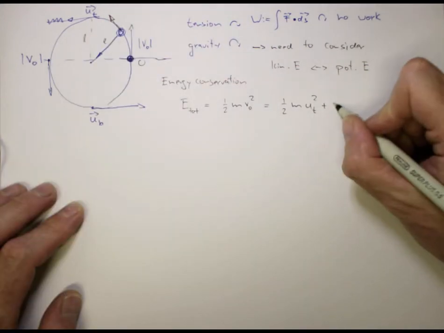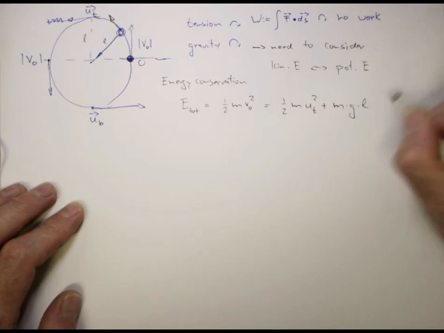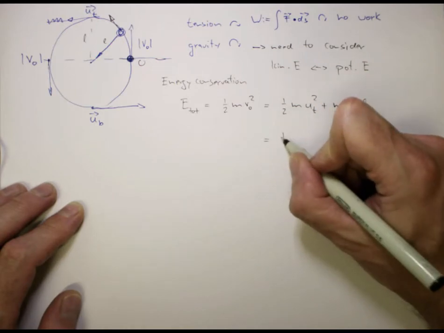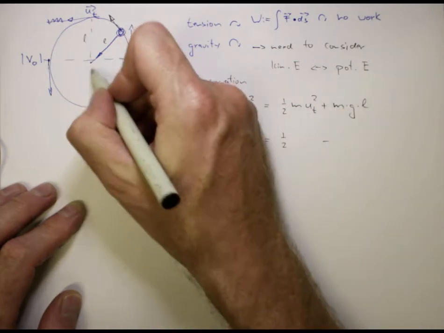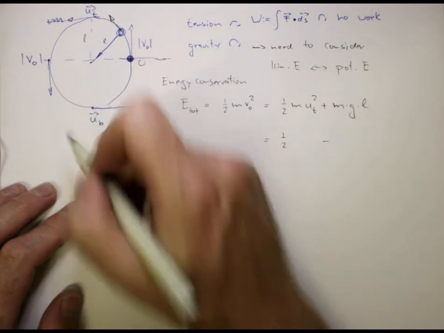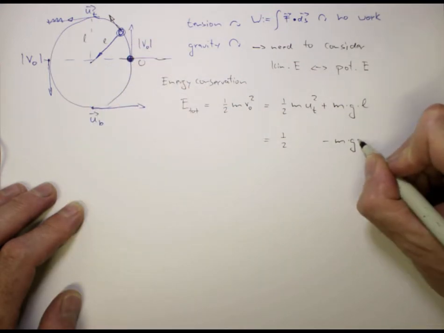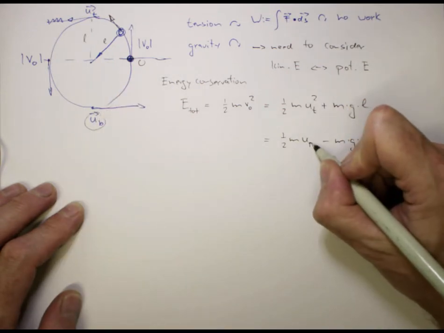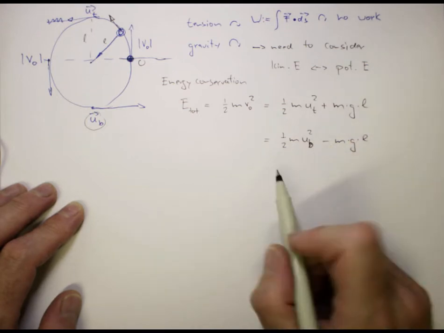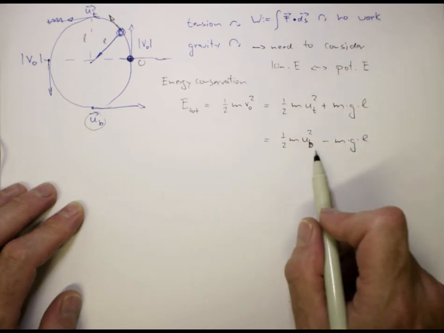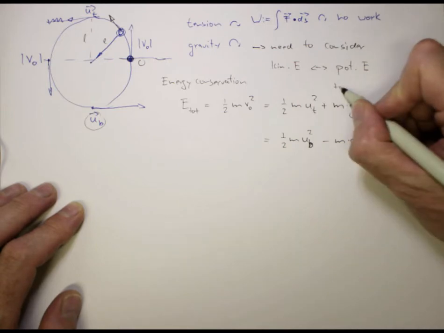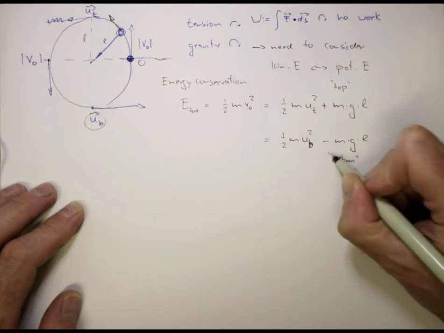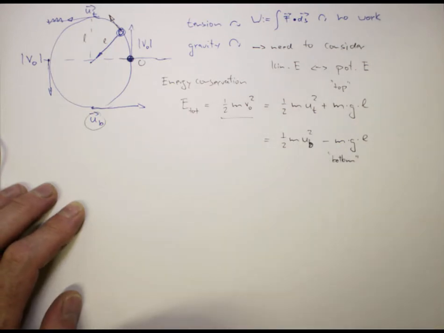So we have to add m times g times the height L at this point, and if we then go all the way down, we have the same situation, only now we subtract potential energy because the ball has less potential energy, so it's minus mgL, and we have a different speed, v_b. So we get at the bottom 1/2 m v_b squared minus mgL. So this is the top situation, this is the bottom situation, and this is in the middle, the horizontal position.